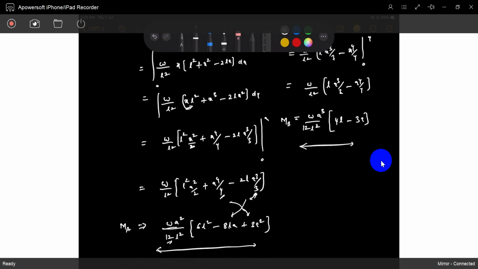Do you understand? Otherwise, for uniformity, you can write A square: 4LA minus 3A square. If you want uniformity between MA and MB, they have the same common term. If required, you can write it like that. Okay, that's it. Once you find out MA and MB, then no problem at all.